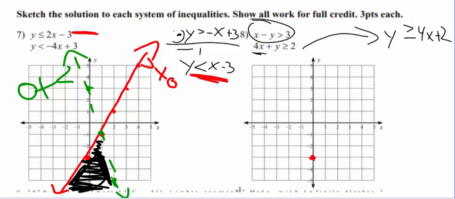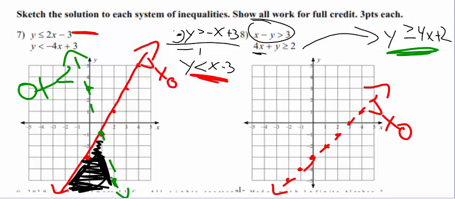And then I'm going to go up 1 over 1, up 1 over 1, over and over again, because our slope's 1. So this one should be dotted because it's less than. It doesn't have an equal sign. And less than means you would shade the side you cannot walk on.